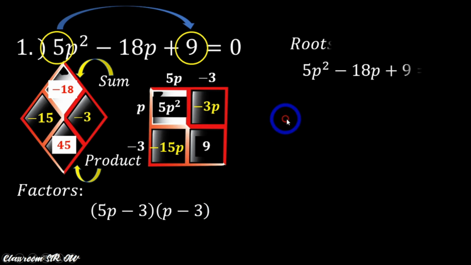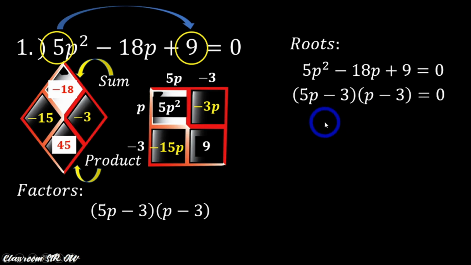To solve for the roots of the quadratic equation as given, we just have to copy the factors and write them here: 5p minus 3 times p minus 3 is equal to 0.